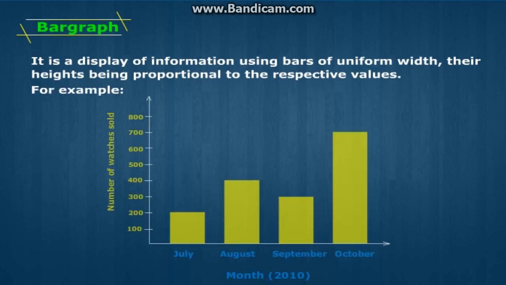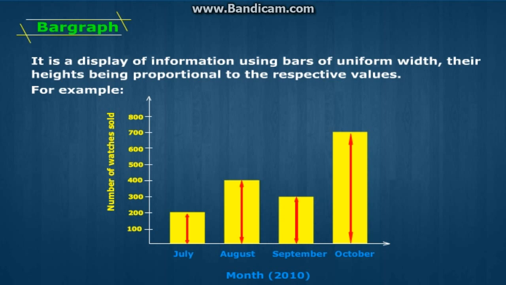For example, this bar graph represents the number of watches sold during July to October. Here, the bars are of equal width, with equal gaps in between. In this graph, the bar height gives the quantity of each category. For example, in July, 200 watches were sold. In August, 400 watches. In September, 300 watches. And in October, 700 watches were sold.